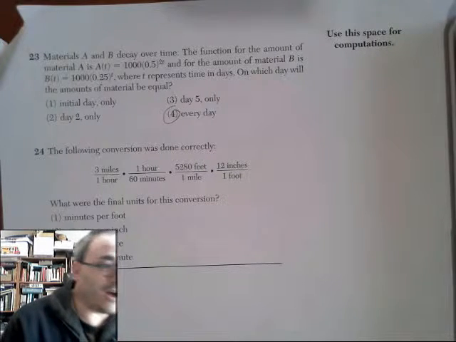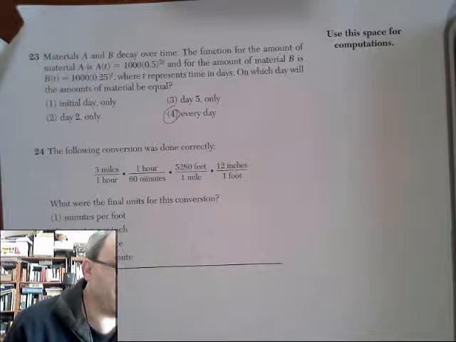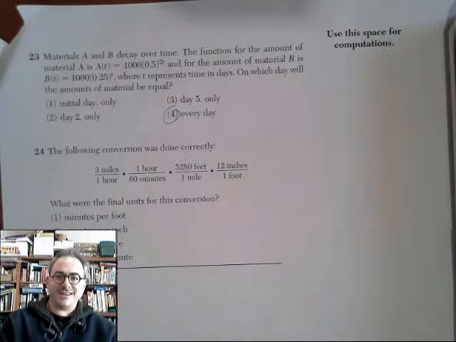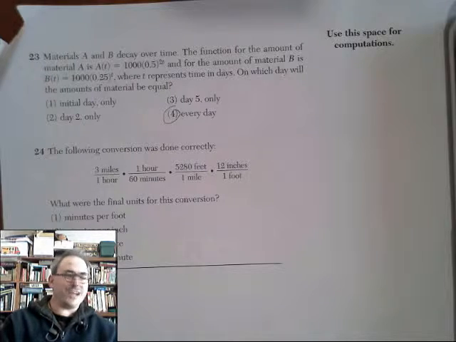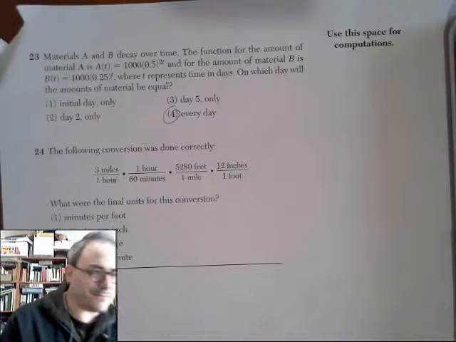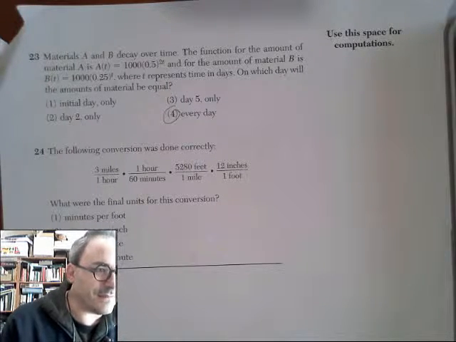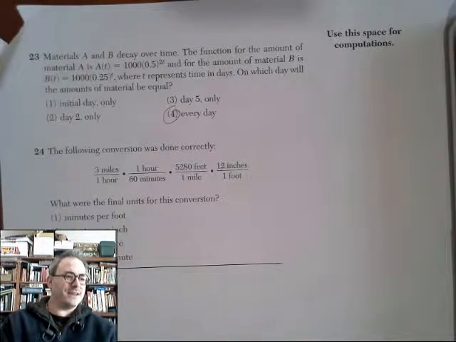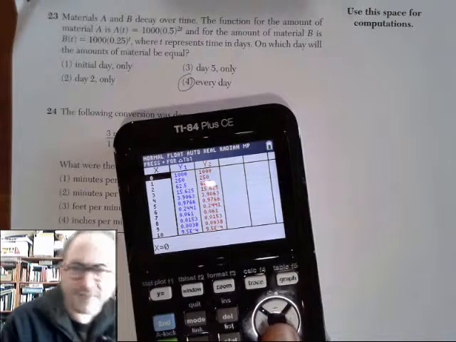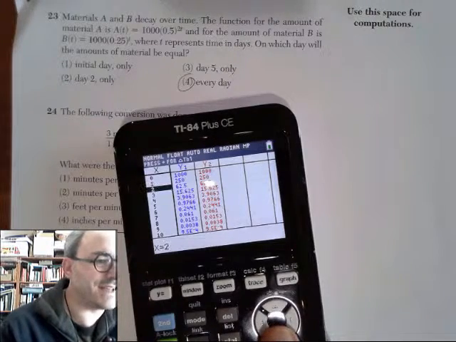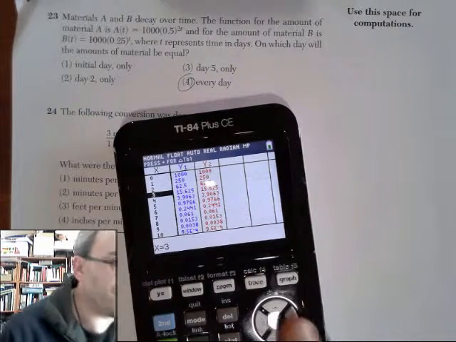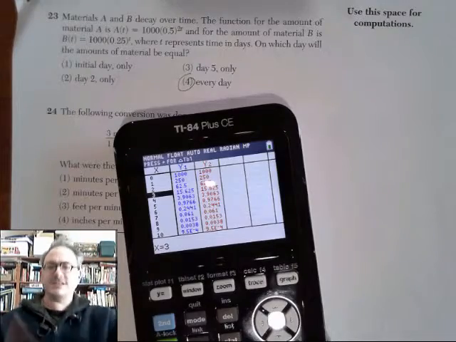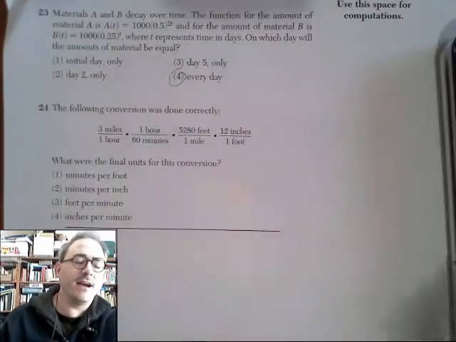Therefore, after, are we talking about days or hours? It's days, time in days. So after the first day, they're both 250 grams or pounds or, I don't see a unit of weight being measured in here. And then it goes down to 62.5 units of mass on the second day, and they're both 15 point, some crazy number. So these two functions lay on top of each other.